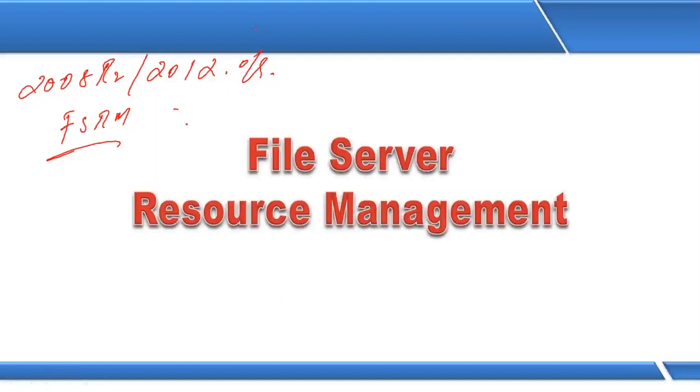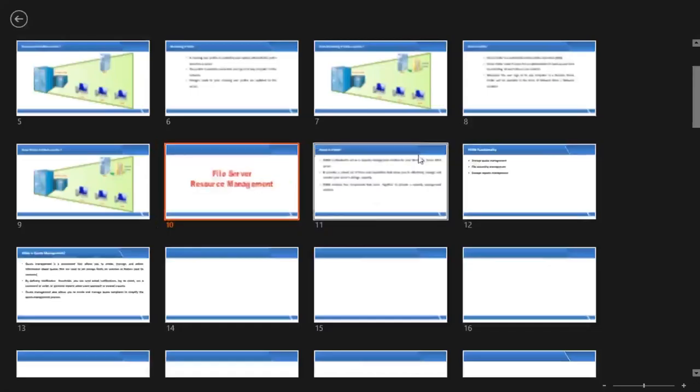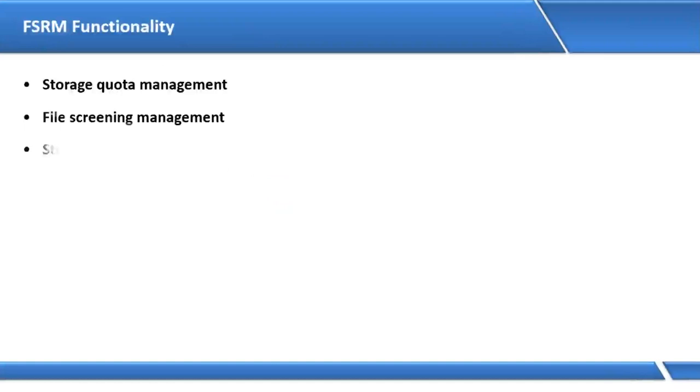So please write down the functionalities and features of FSRM. Please write down these 3 options. FSRM service has these 3 options: storage quota management, second, file screening management, third, storage report management.